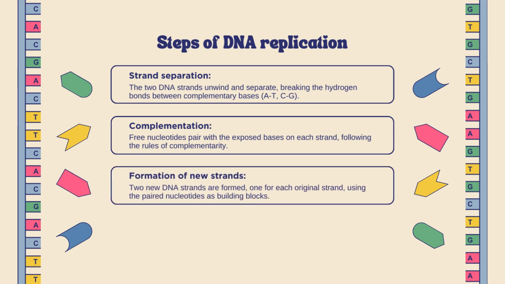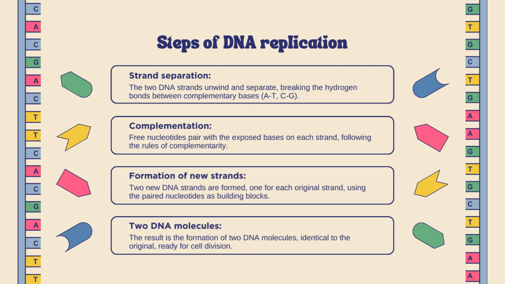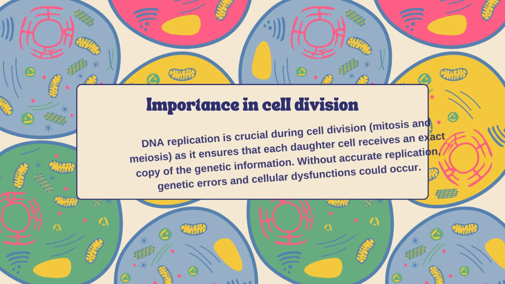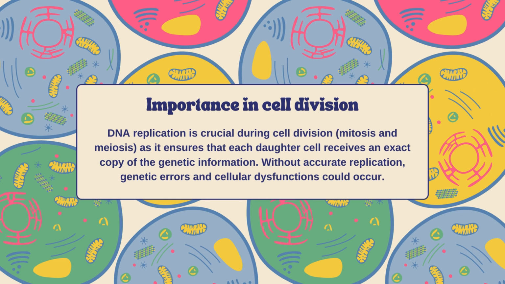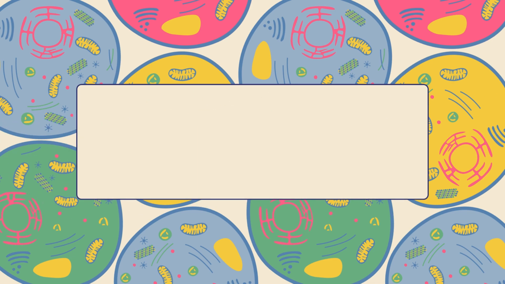3. Formation of new strands. 2 new DNA strands are formed, one for each original strand, using the paired nucleotides as building blocks. 4. 2 DNA molecules. The result is the formation of 2 DNA molecules, identical to the original, ready for cell division. Accurate DNA replication during cell division ensures that each daughter cell receives an exact copy of the genetic information, preventing genetic errors and cellular dysfunctions.